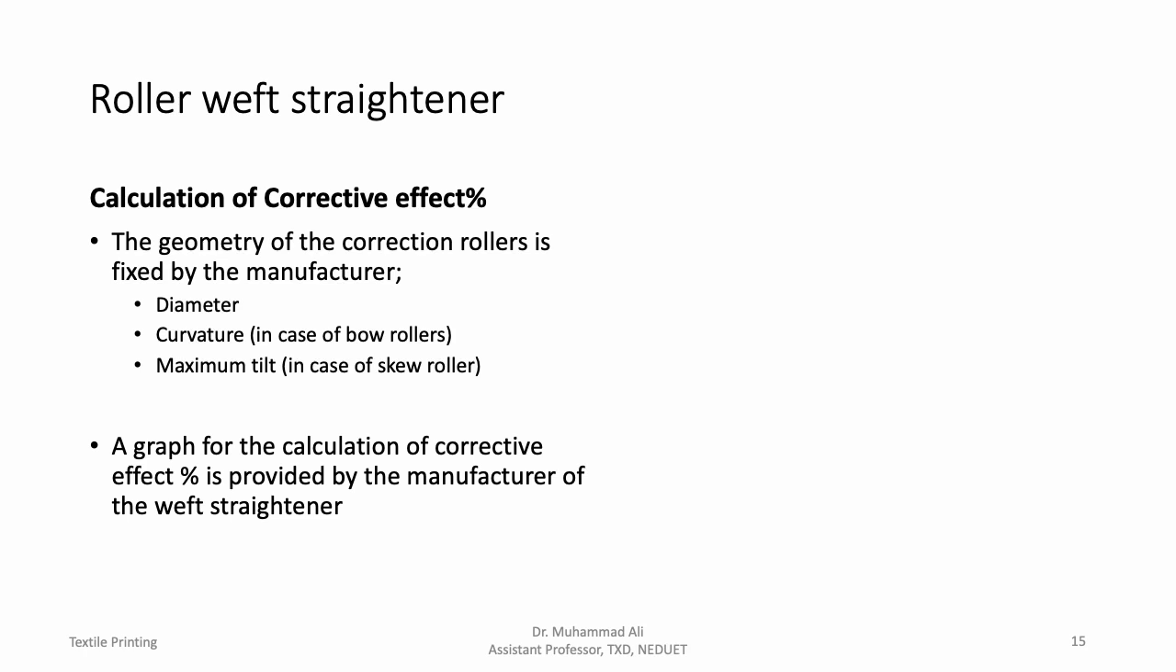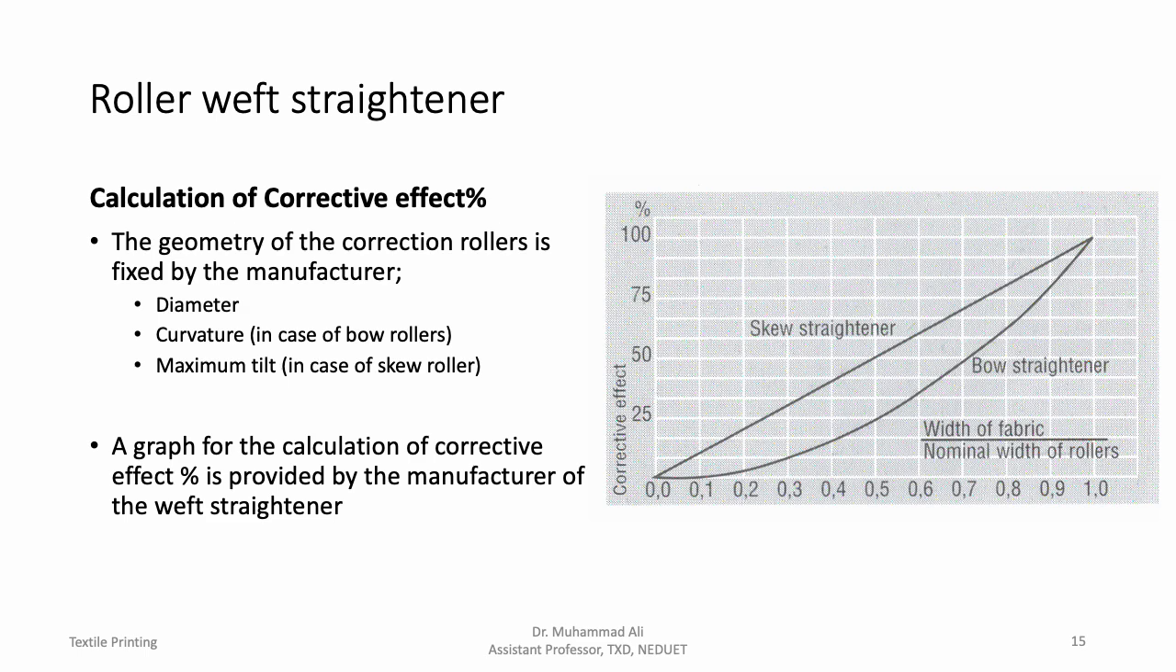Manufacturers provide a graph for the calculation of corrective effect in percentage using their weft straightener. This graph looks something like this. Let's look at the different aspects of this graph, so that in the next slide we will look at an example of how to use this graph for calculation of the corrective effect percentage.